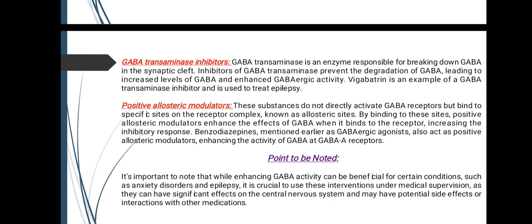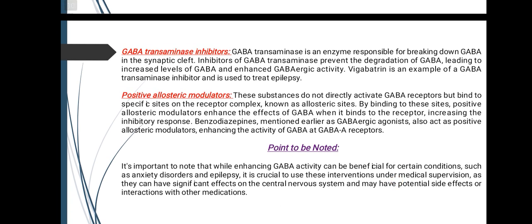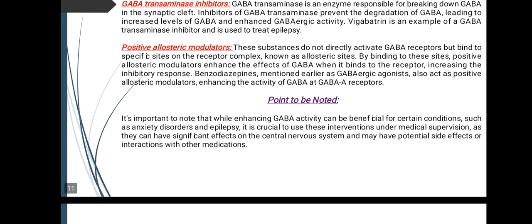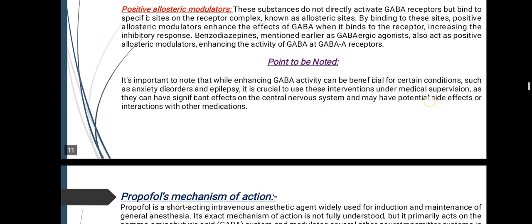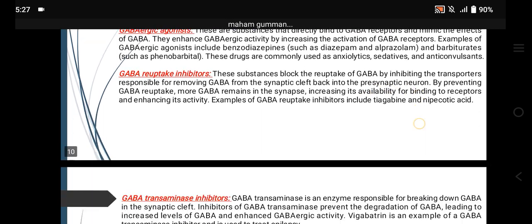Positive allosteric modulators. These substances do not directly activate the GABA receptor but bind to a specific site on the receptor complex known as the allosteric site. By binding to these sites, positive allosteric modulators enhance the effect of GABA when it binds to the receptor, increasing the inhibitory response. Benzodiazepines, mentioned earlier as GABAergic agonists, also act as positive allosteric modulators, enhancing the activity of the GABA A receptor. Point to be noted about how it enhances the activity of GABA.